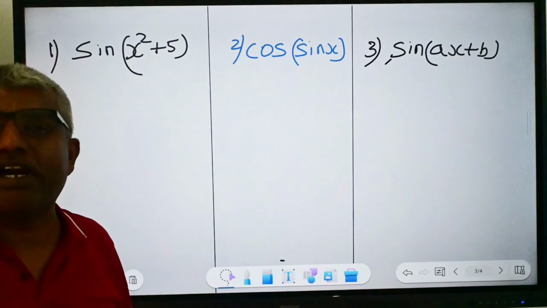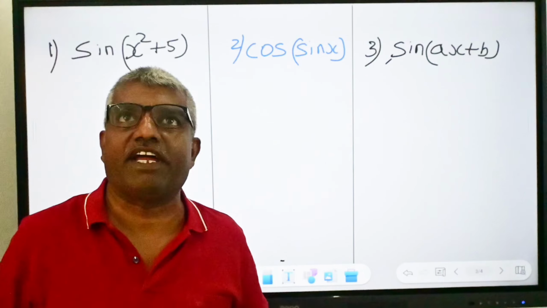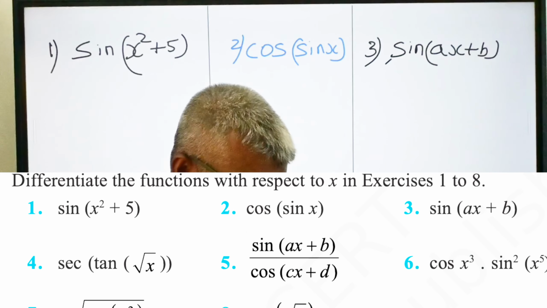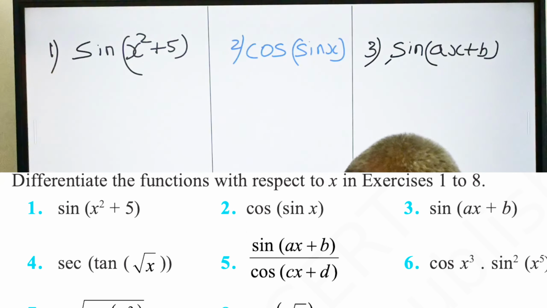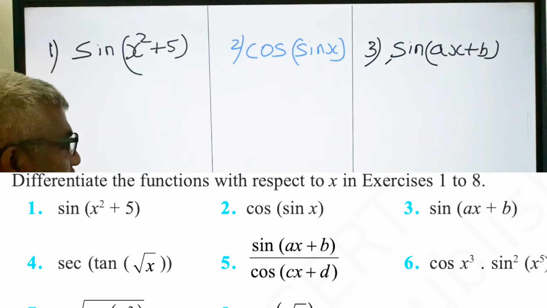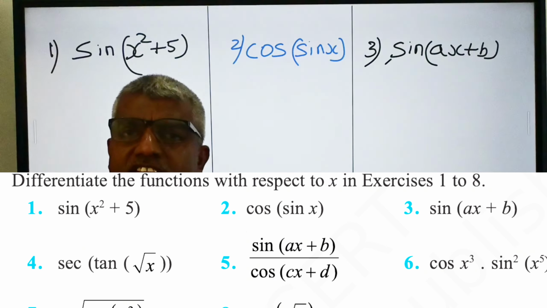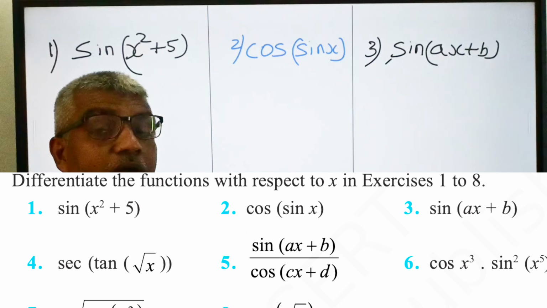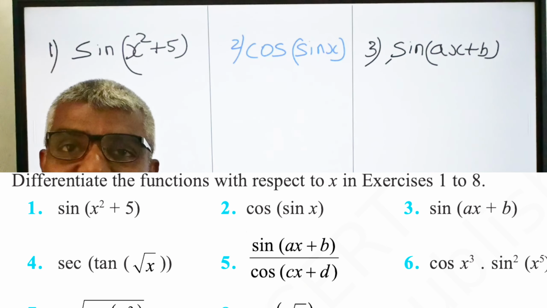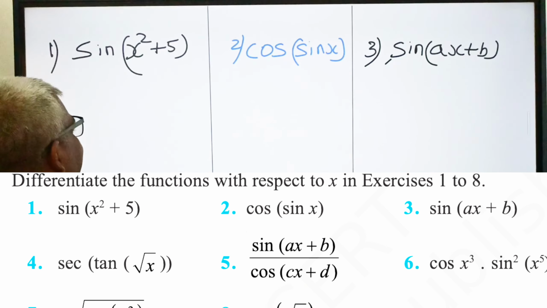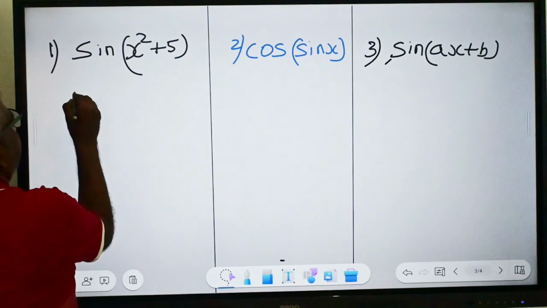Look at question number 1. Sin x squared plus 5. Differentiate the sin(x squared plus 5) function with respect to x. Sin x differentiation is cos x. But here it is sin of x squared plus 5. So how to do it? Cos of x squared plus 5.